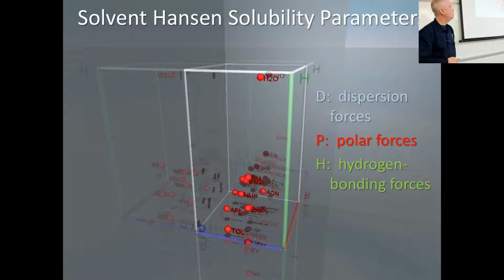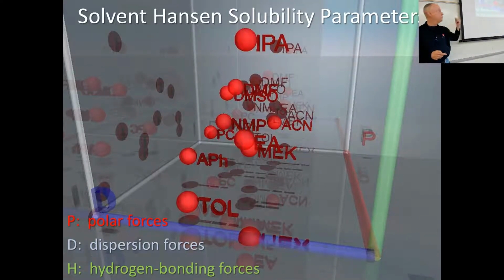Yeah, so we have these different parameters. You can see water is way at the top. If we just let water go off the top, we can zoom in a little closer. And we see IPA is isopropyl alcohol. Down in front is toluene and hexane. So you can kind of see the different molecules and where they lie.